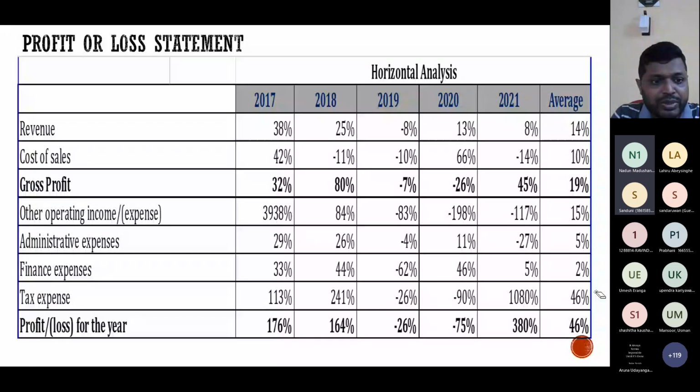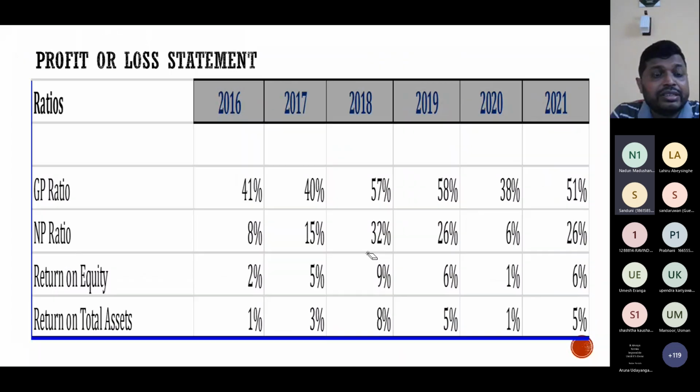Tax expense 46%, profit or loss for the year, then 46% average growth is there. Then the ratios: if we look at the GP ratio, NP ratio, return on equity, and return on total asset, you can easily gather that information from the available information and see what is the indication. They are generating sufficient revenue and sufficient profit.